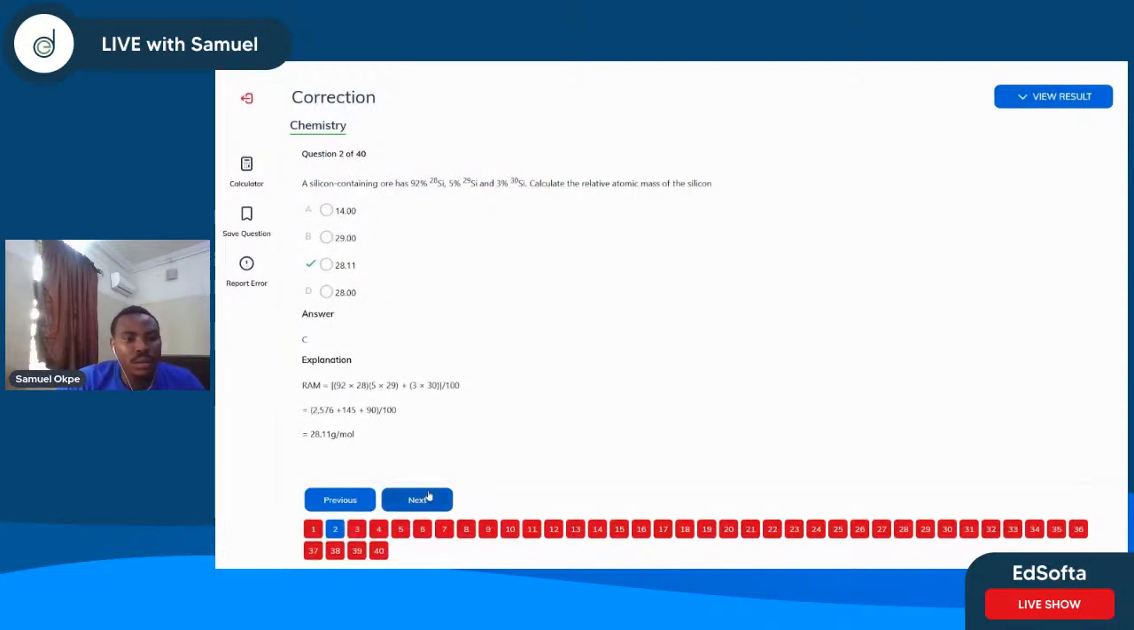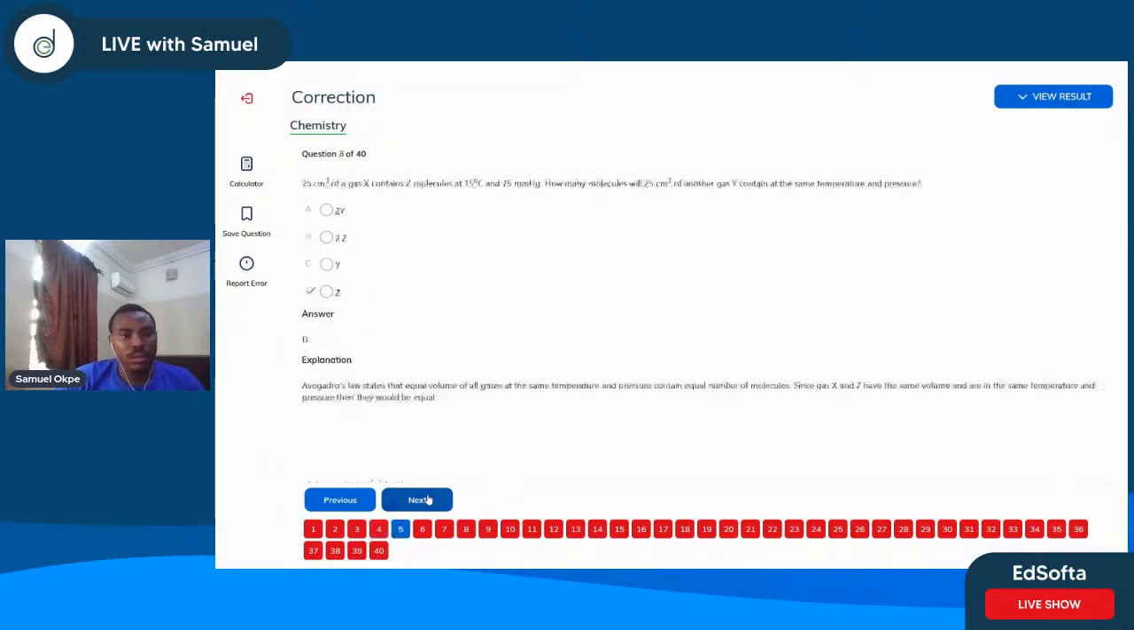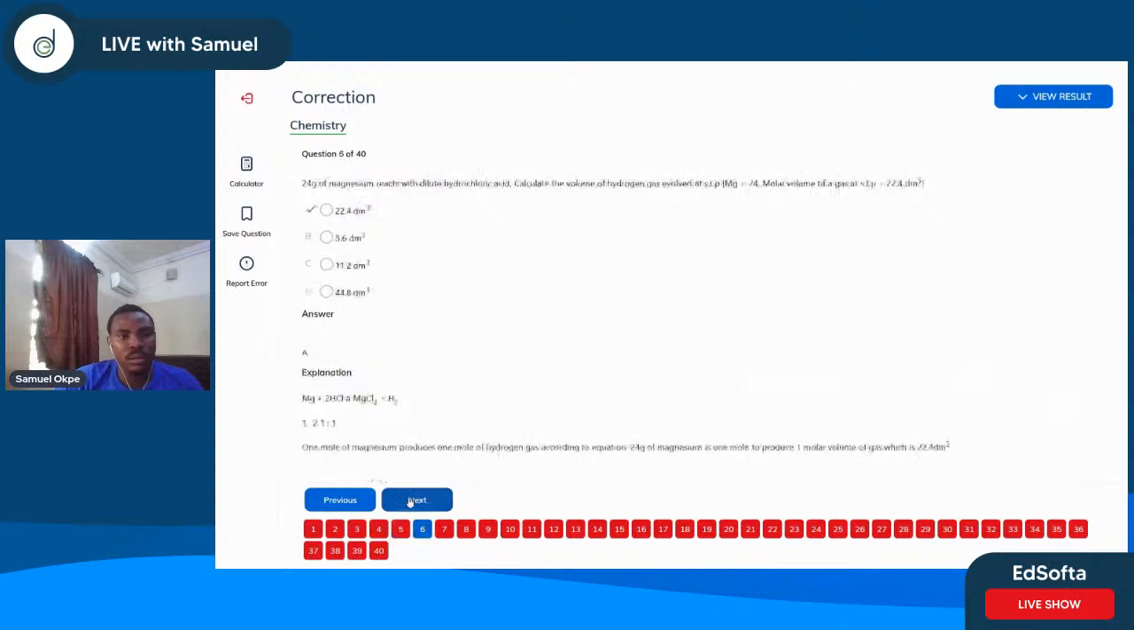Okay, this is not a mole ratio question. Percentage by mass, which we all... Okay, so let's look at this question. The question says that 24 grams of magnesium reacts with dilute hydrochloric acid. Calculate the volume of hydrogen gas involved at STP.